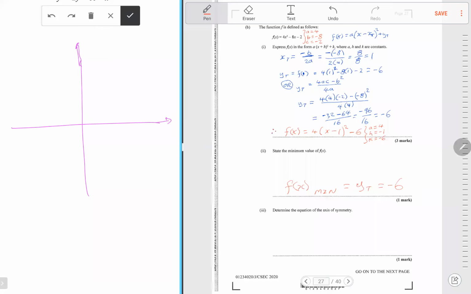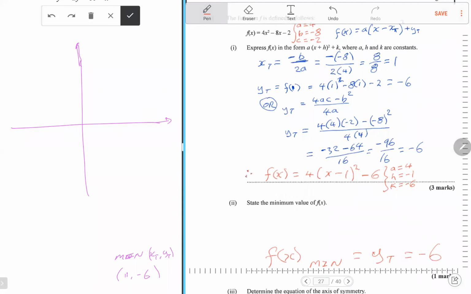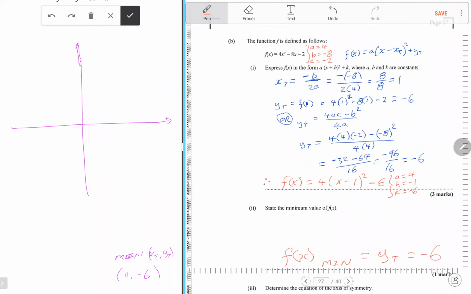Then it turns at the minimum point. The minimum point would be xt, yt, so that would basically be 1, -6. So 1, -6 is somewhere down here. It turns somewhere down there. And then the next thing you want to know is where does it cross the y-axis. First, it has a smile shape because the a is positive.